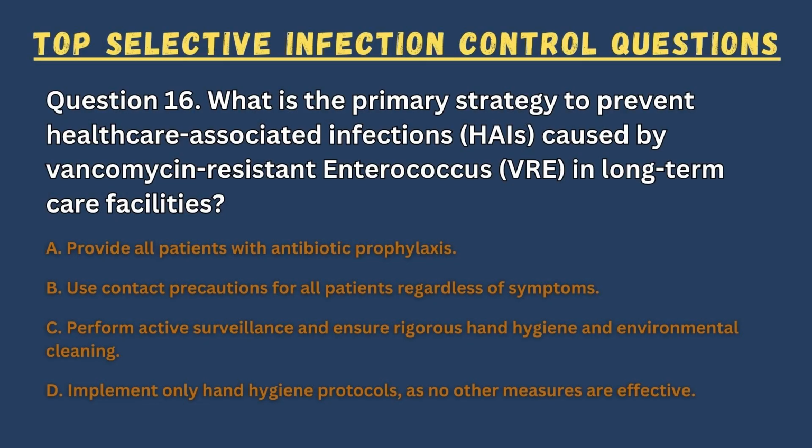Question 16. What is the primary strategy to prevent healthcare-associated infections, HAIs, caused by vancomycin-resistant enterococcus, VRE, in long-term care facilities? A. Provide all patients with antibiotic prophylaxis. B. Use contact precautions for all patients regardless of symptoms. C. Perform active surveillance and ensure rigorous hand hygiene and environmental cleaning. D. Implement only hand hygiene protocols, as no other measures are effective.